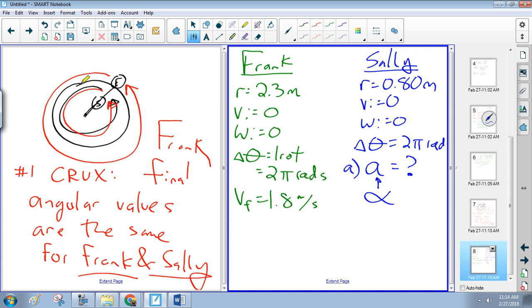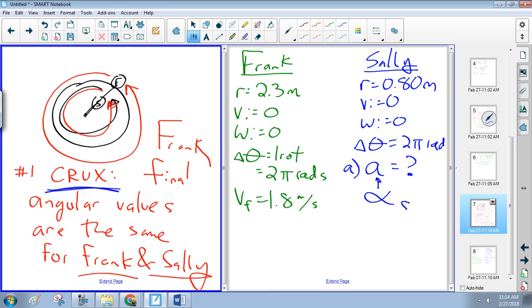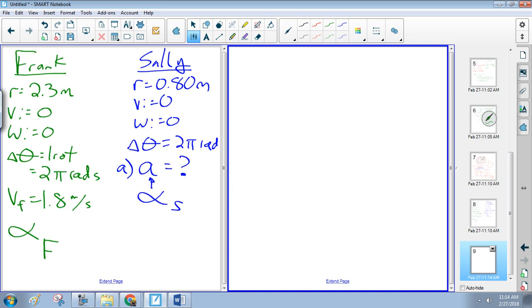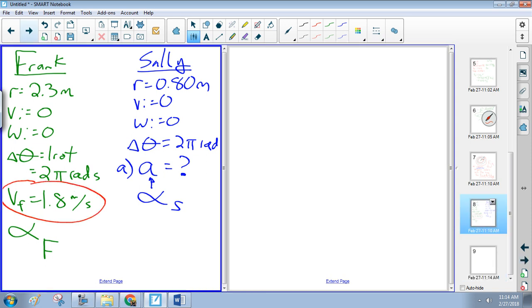Okay? So again, here's the deal. Sally's angular acceleration is the same as Frank's angular acceleration. So if I can find Frank's angular acceleration, then we've done most of the hard work. Most of the values I've got here are angular, and I'm looking for an angular quantity. So this is the guy that's jumping out at me and looks like it's causing some problems for us. Let's use a jumper and convert that.